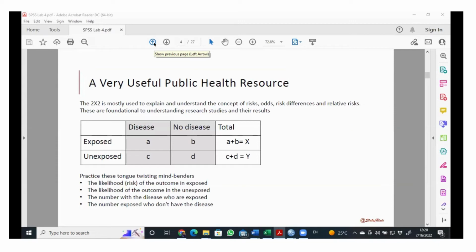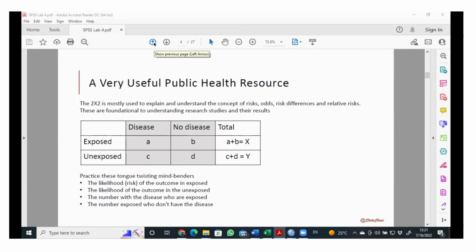Now the ones who were exposed and also have the outcome of interest are labeled as A. The ones who were not exposed but have the outcome of interest are labeled as C. In the next row, those who do not have the outcome of interest but were exposed are labeled as B, while those who do not have the outcome of interest and were also not exposed are labeled as D. Now for the total, those who were exposed, A plus B, equals X.